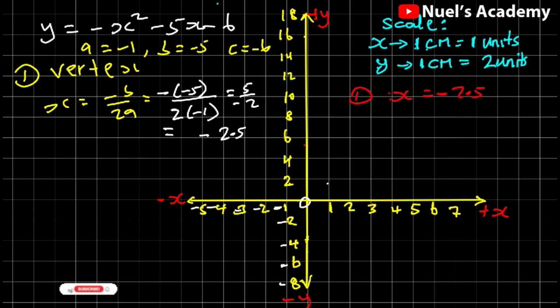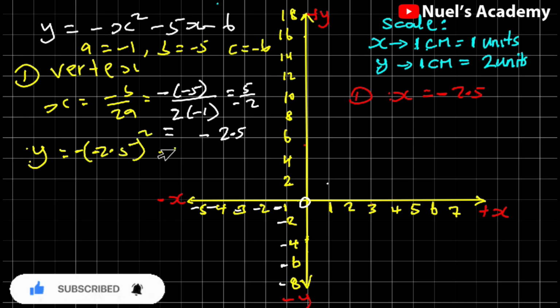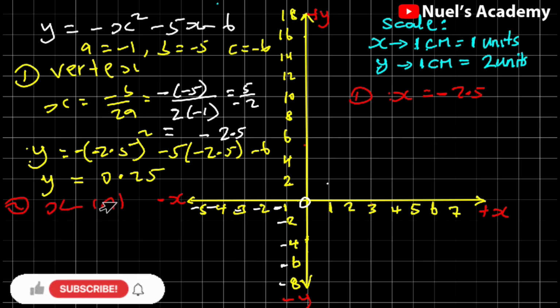Now to find the y-coordinate of this vertex, we substitute x here with negative 2.5. So we're going to have negative, we have negative 2.5 squared, minus 5 into negative 2.5, minus 6. So if you plug this into your calculator, you're going to get that y is equal to 0.25. So the second step is to find the roots of the equation, which is the x-intercept.